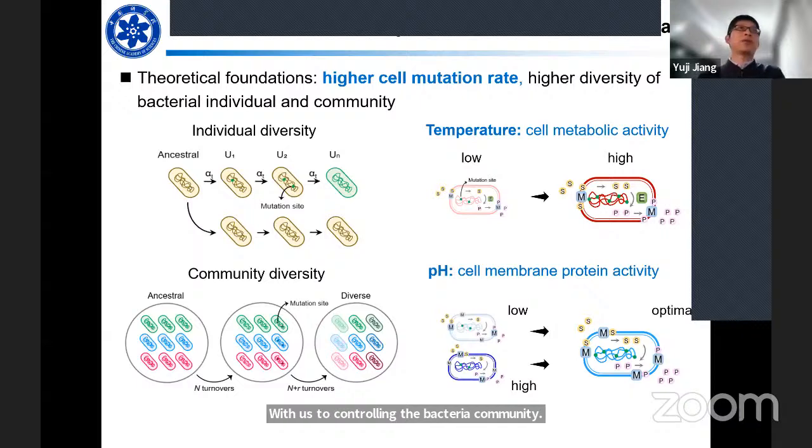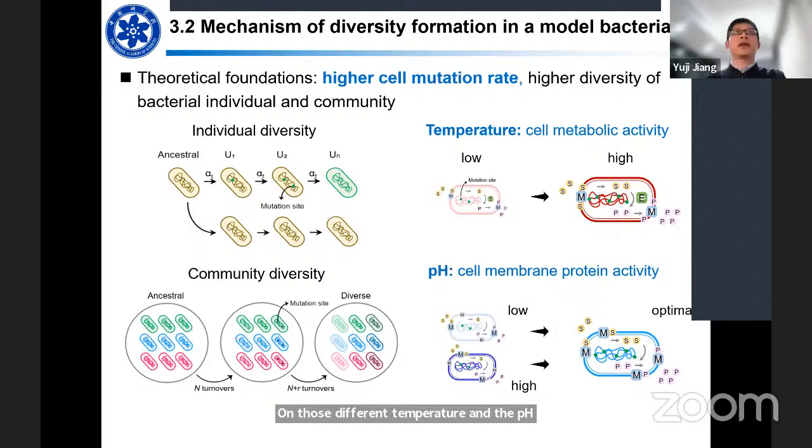To reveal the spatial distribution patterns of the soil microbial diversity, the mechanism of the model bacterial diversity was further investigated under the different temperature and pH conditions. The diversity of the individual and the community improved due to the increased mutation rates under the different environment conditions. So in this case, the temperature directly affects the metabolic activity, while the pH may affect the cell membrane and the protein activity, which in turn influence the mutation rate and the community diversity.